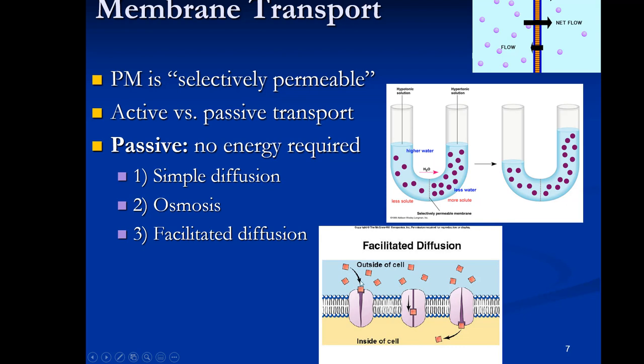So facilitated diffusion occurs when a molecule is moved from, it's still high concentration to low concentration, but it doesn't just simply flow through. Something called a transport protein, such as this, has to physically grab it and pull it across. And that still does not require energy because you're going from a high concentration to a low concentration. But nevertheless, it's different from simple diffusion because the transport protein has to physically grab it and pull it across.